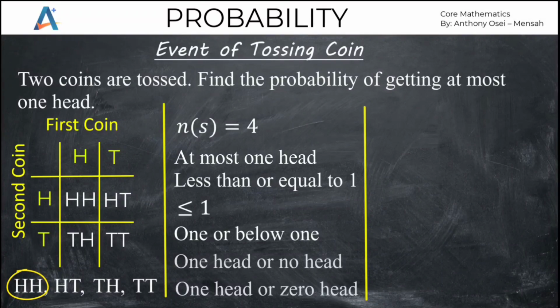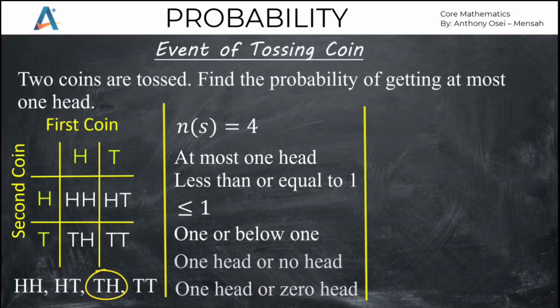And this is two heads. We don't need two heads because at most, the highest should be one. Now two is in, that means disqualified. It means we've left one to two, which is not possible. So this is disqualified. HT, this is only one head. Even though there's a tail, it doesn't matter. It talked about head, so the fact that there's a tail doesn't have anything to do with the question or the answer. So this one qualifies.